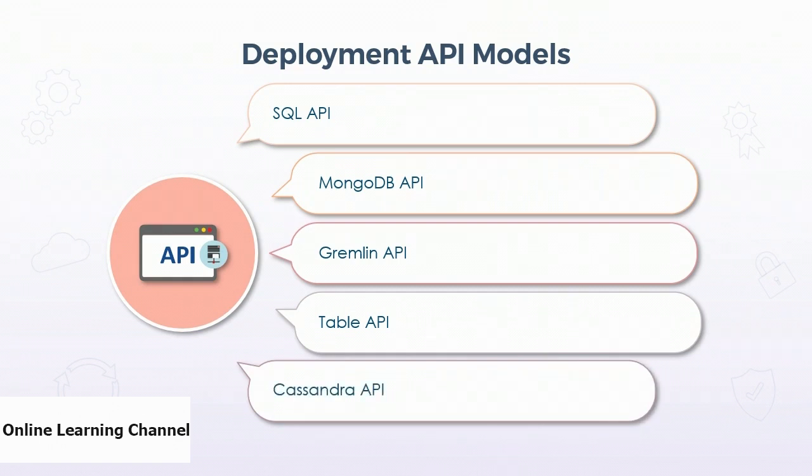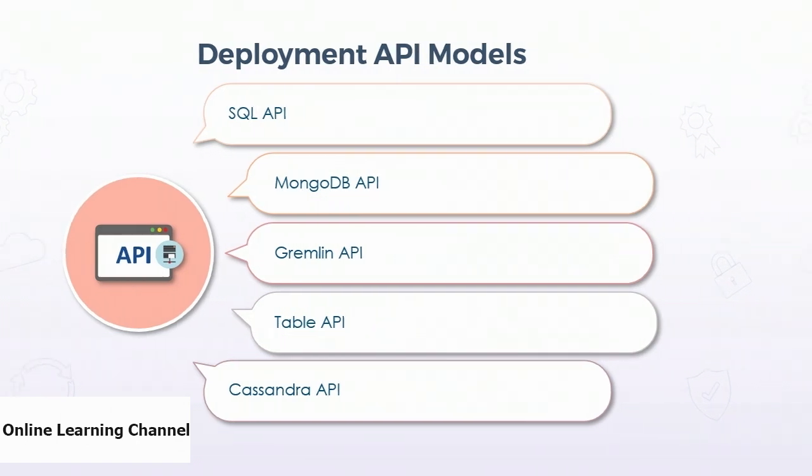And lastly, there's the Cassandra API. Now, this API makes it possible to query your data using the Cassandra Query Language, or CQL. Now, just like the MongoDB API, your data will look and behave just like a Cassandra system.